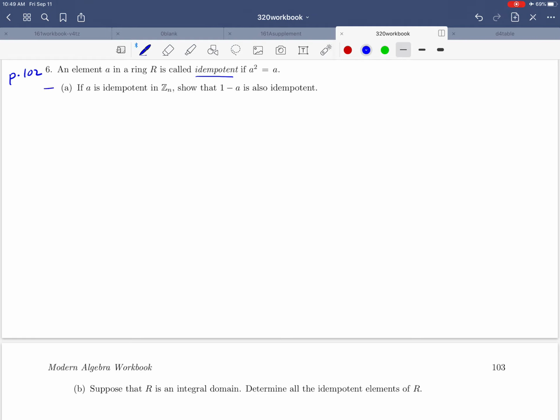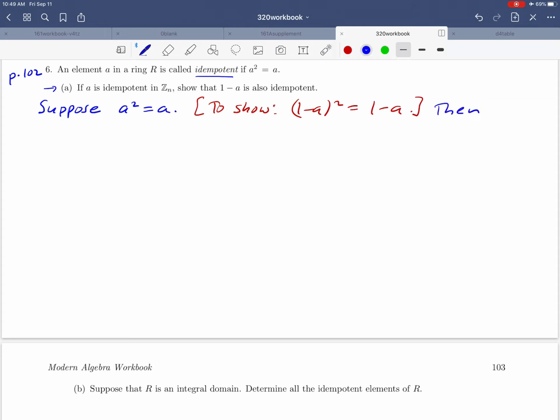And the first thing they'd like us to show is that if A is an idempotent element in Zn, we'd like to show that 1 minus A is also idempotent. Okay, so we're going to do that by direct calculation here using this definition. So we're assuming that A is idempotent. That means that we're making the assumption that we've got an element A whose square is equal to itself. We want to show that 1 minus A is idempotent, which means that we want to show that (1 minus A) squared equals itself, 1 minus A.